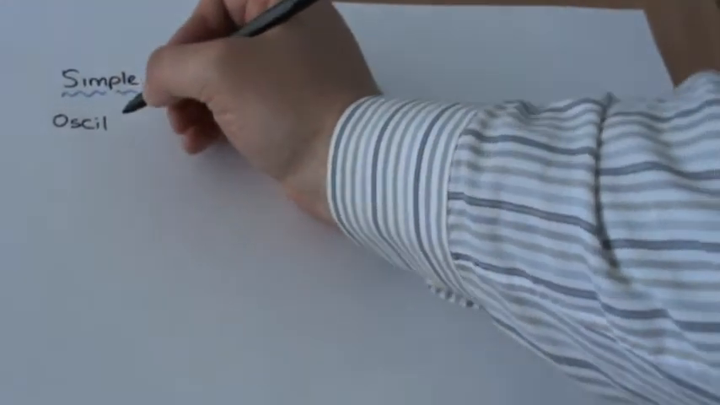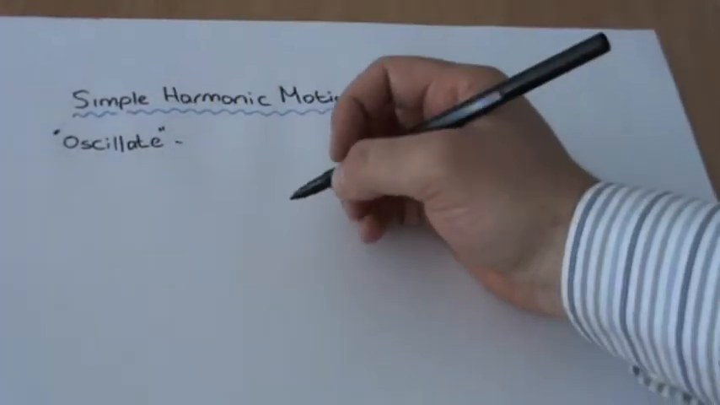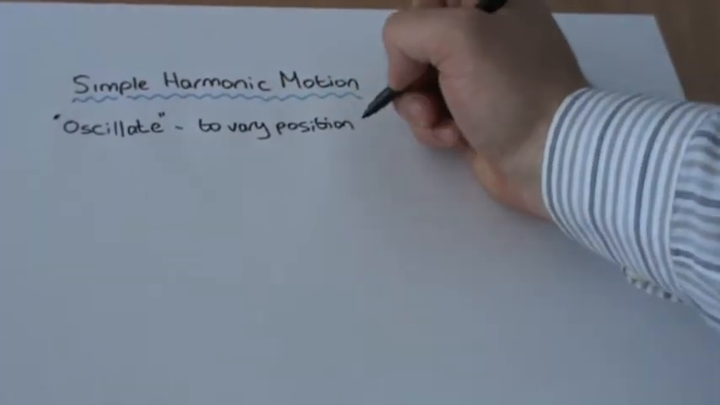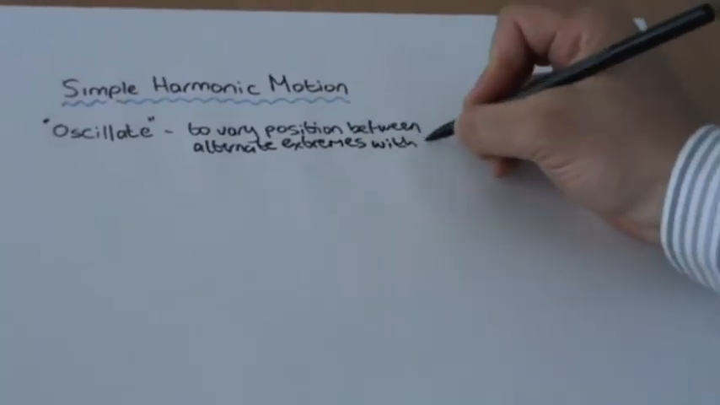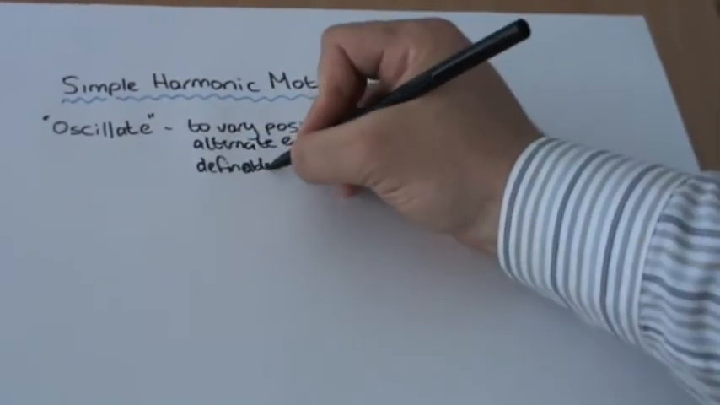We'll start by defining the term oscillate. So to oscillate is to vary position between alternate extremes within a definable time period.